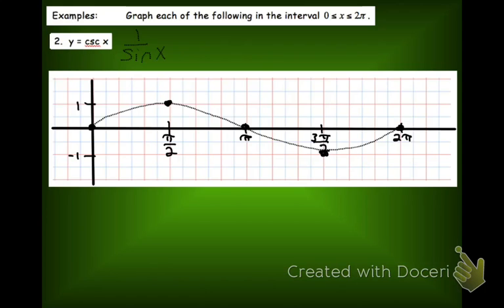And now we're going to have asymptotes wherever it equals 0. So we have one asymptote here because it equals 0, an asymptote here because it equals 0, and then one over at 2 pi because it equals 0. So remember, that's because our graph crossed the axis there. And when you flip it over, you can't have a 0 in the denominator, it becomes undefined.